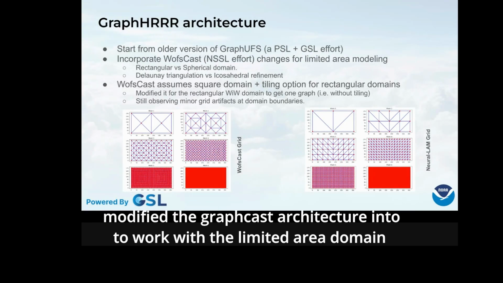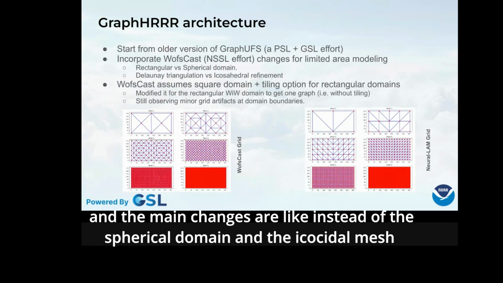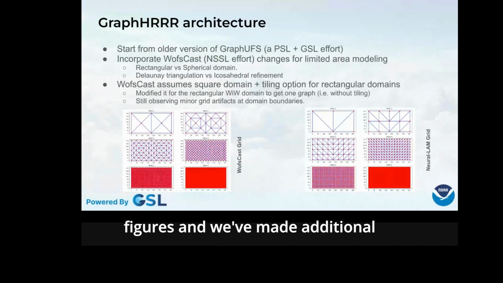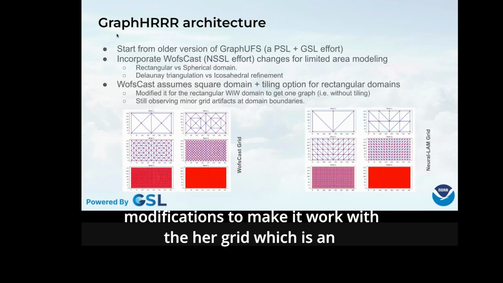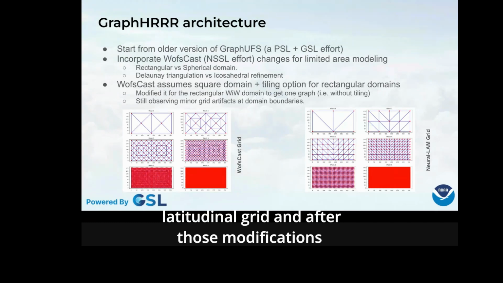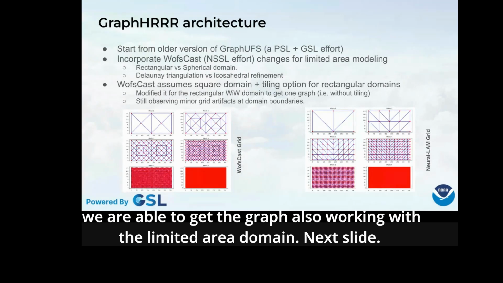modified the GraphCast architecture to work with the limited area domain. The main changes are that instead of the spherical domain and the icosahedral mesh, it uses the HRRR grid and a rectangular or triangular grid shown in these figures. And we've made additional modifications to make it work with the HRRR grid, which is an LCC projection grid, not a typical latitude-longitude grid. After those modifications, we are able to get GraphHer also working with the limited area domain. Next slide.